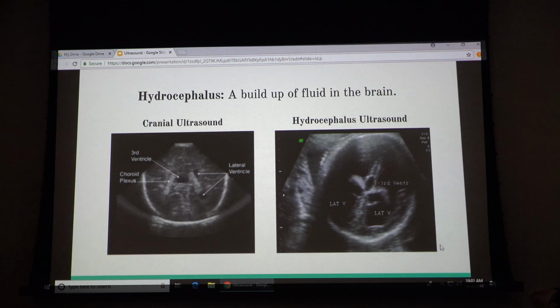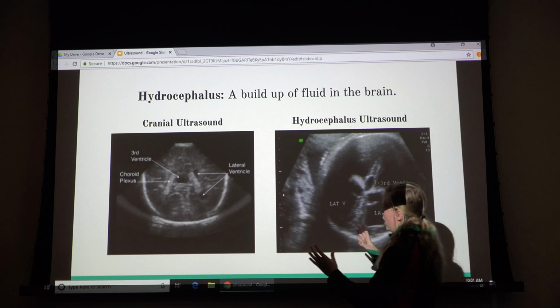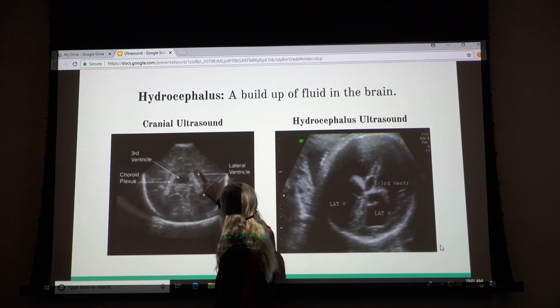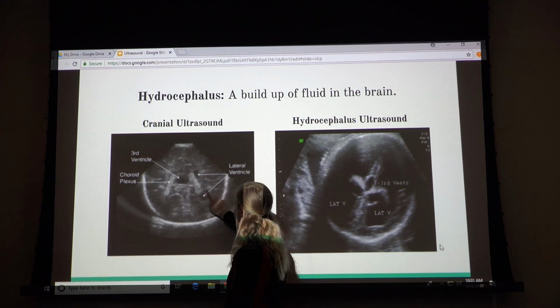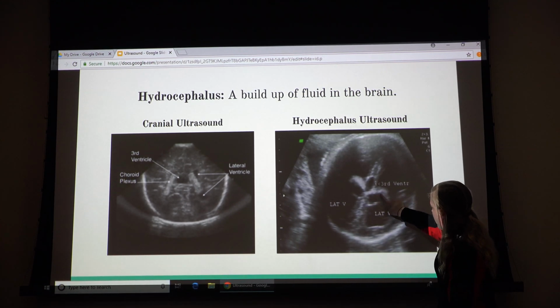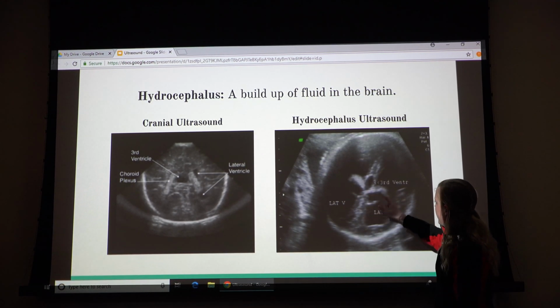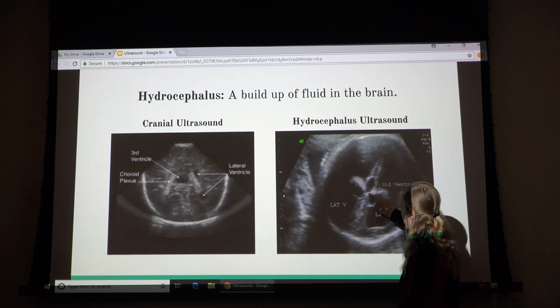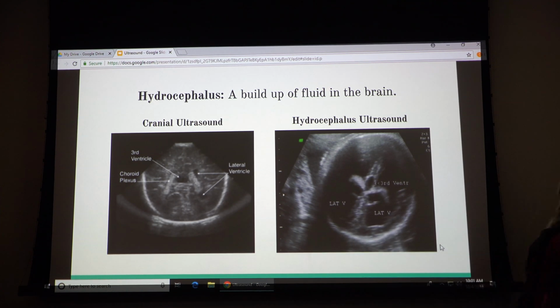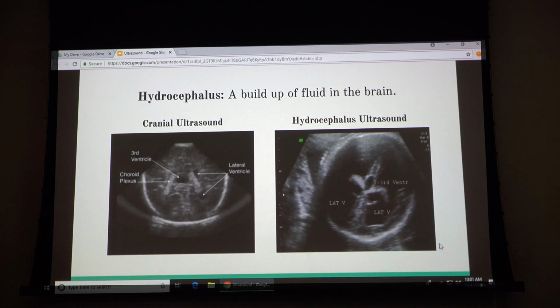So first is hydrocephalus, which is a buildup of fluid in the brain. So this is, again, a cranial ultrasound, and you can see there are these 3 ventricles that are black inside to represent fluid. And on this side, you can see the 3 ventricles, but these are bigger ventricles in comparison to these.